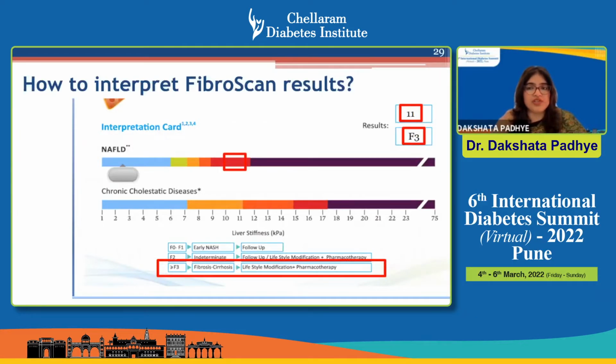This patient had stiffness of 11. Now, 11 stiffness directly coincides with F3 level. F3 means the patient has already developed fibrosis, needs lifestyle modification, pharmacotherapy, and needs to be referred to the hepatologist.